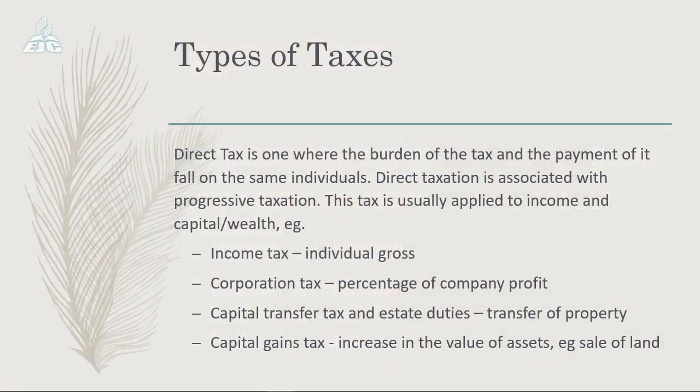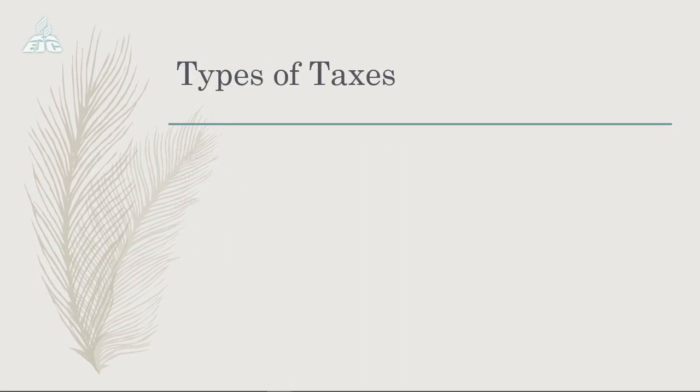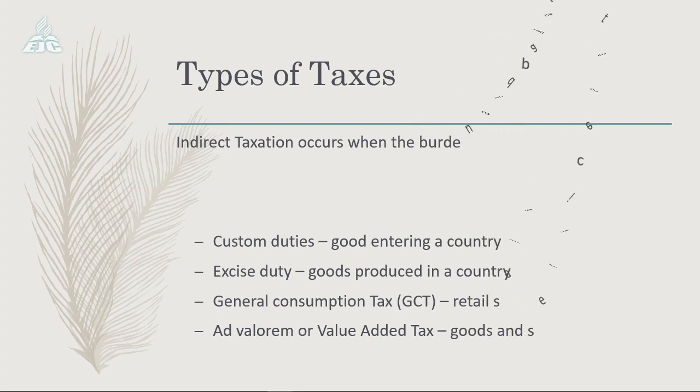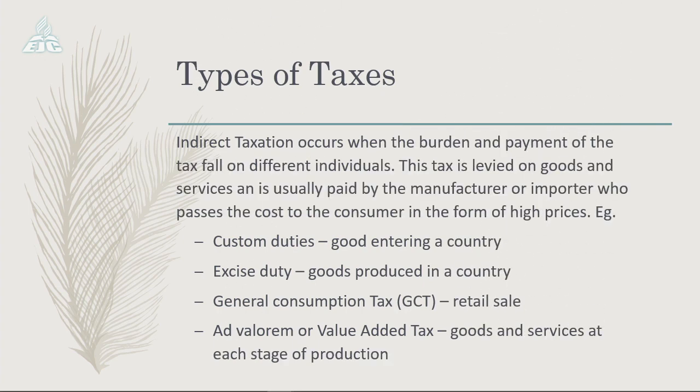The other type of tax that we have is the indirect taxes, right? So remember we said there were two types. There was the direct and the indirect type of taxation. Good? The indirect type of taxation, now this is where the burden and the payment of the tax fall on different individuals. Good? In the direct, what happens is that you have the funds or you have the money, you are the person or the asset, you are the person who will pay the tax.